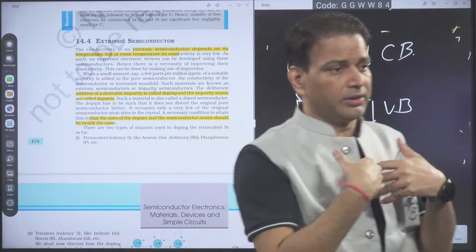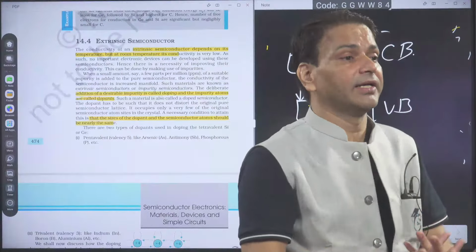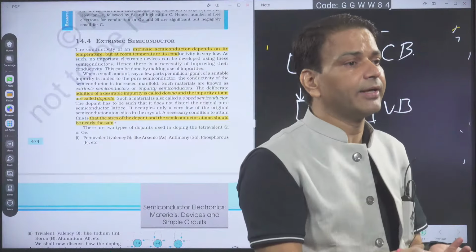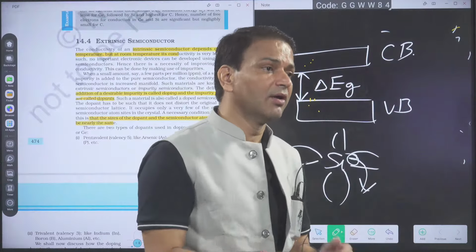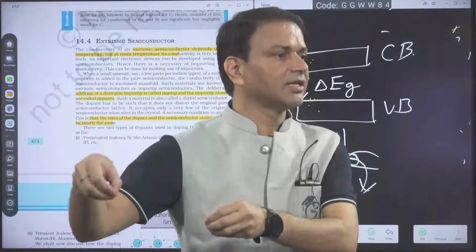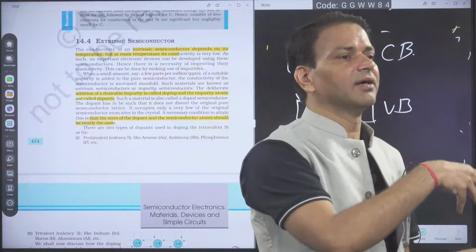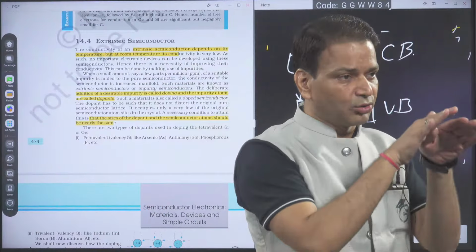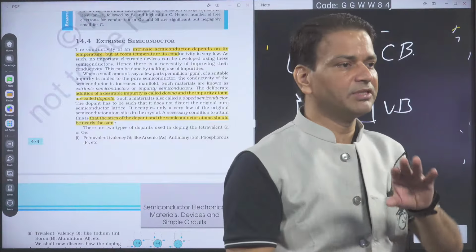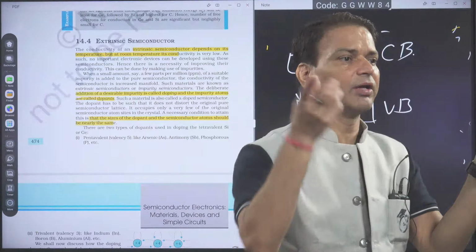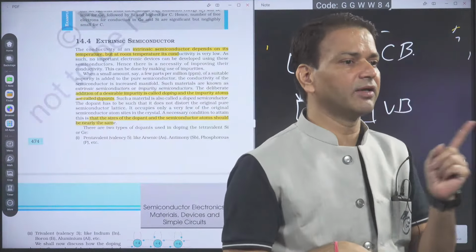Second, impurity concentration should not be very high. Because we are adding the impurity, ultimately the concentration has to be low. Otherwise, what will happen? We will discuss the impurity character, not the semiconductor. So the doping concentration must be low. It is of the order of ppm. ppm means 1 part per million: in 1 million semiconductor atoms, we are adding 1 dopant.